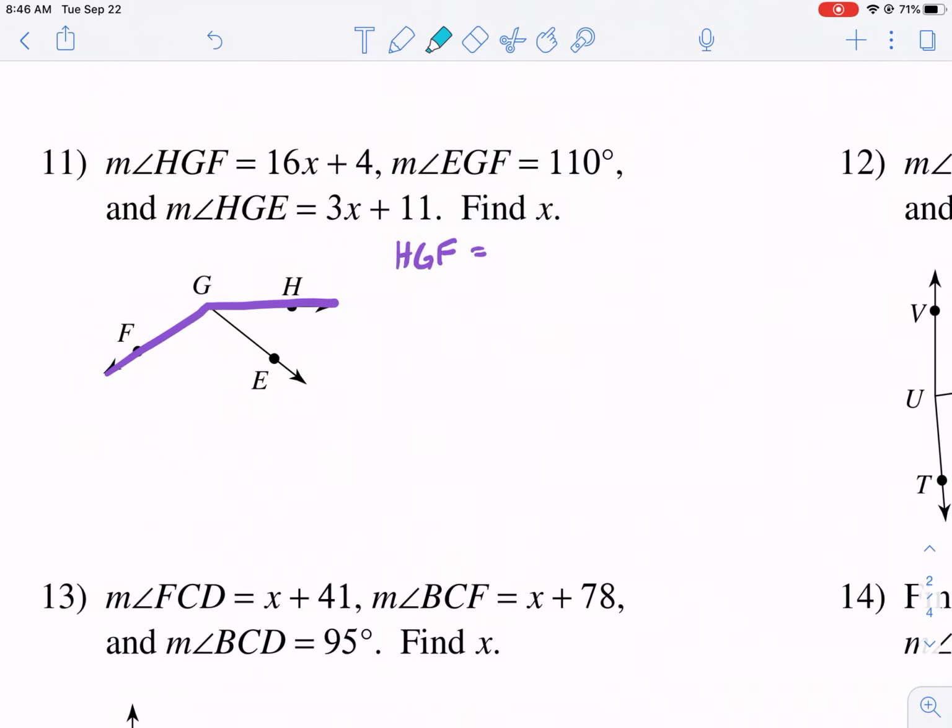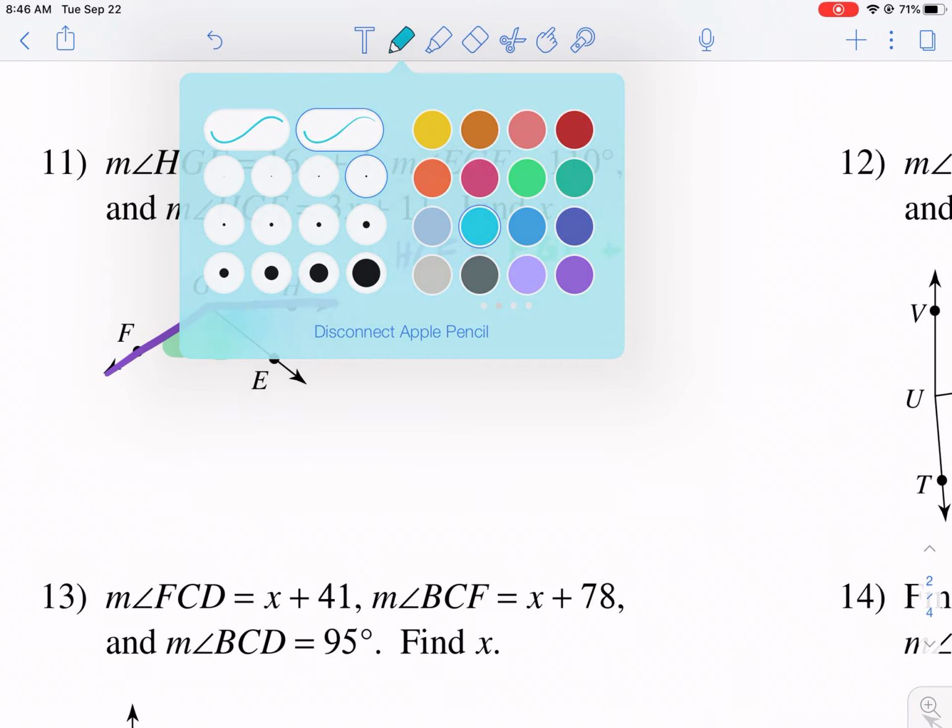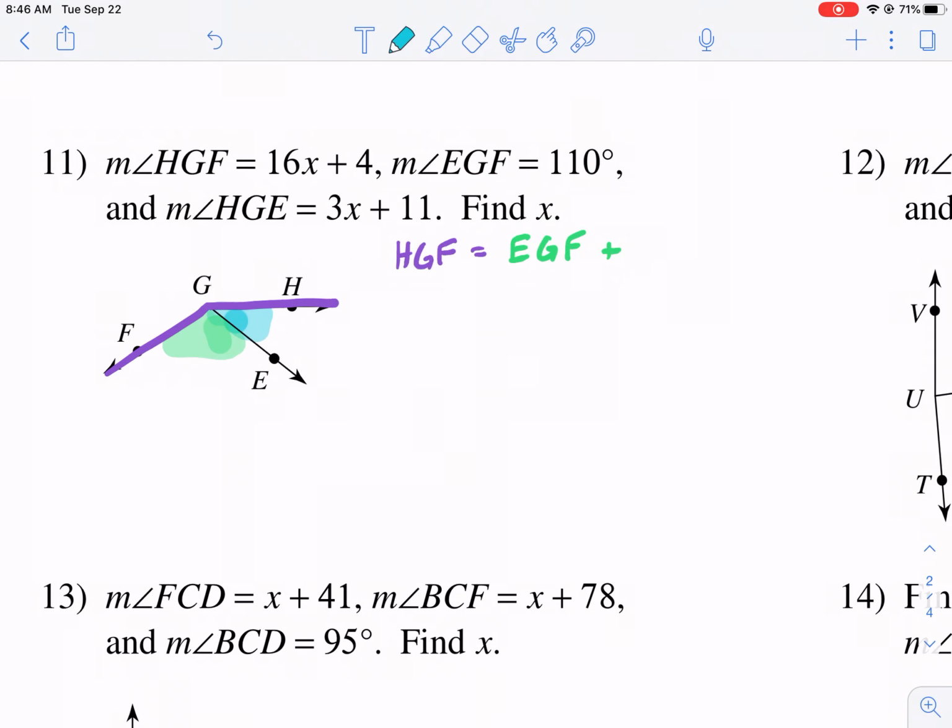So I'm just keeping it consistent here. We're going to call this guy blue. This guy green. Okay. So we have FGE or EGF. EGF is 110. Sorry, I'm just writing it out first, getting maybe a little monotonous, me showing it each time. And then HGE is the blue one.